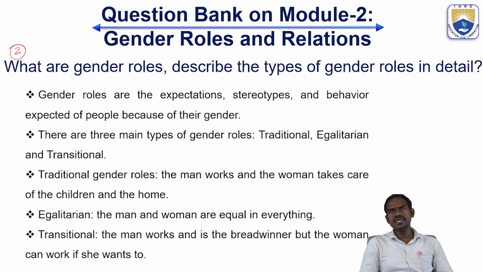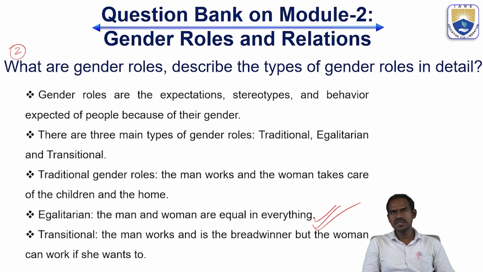Okay. And secondly, egalitarian gender roles. So what kind of gender roles are considered egalitarian gender roles? Here, the man and woman are equal in everything. So this is what people want to achieve. This is what our society needs to achieve, because this will be helpful in growing our society throughout the world. Okay. So egalitarian gender roles are the gender roles where the man and woman are equal in everything. Okay. So this is the required one for society.